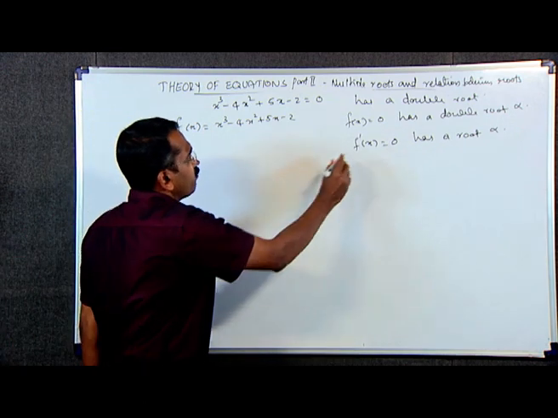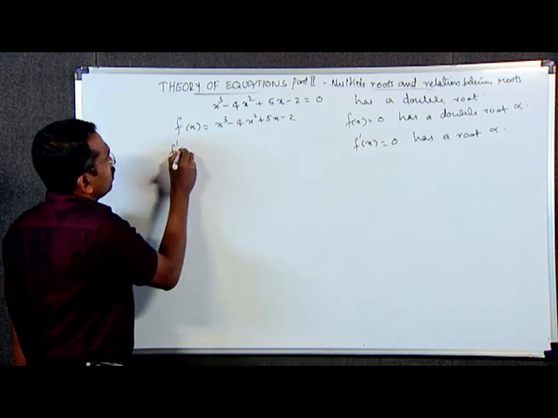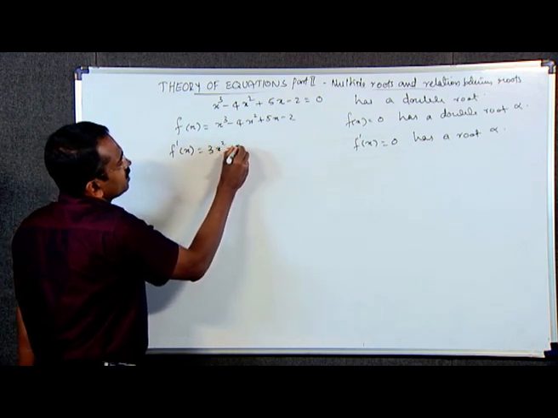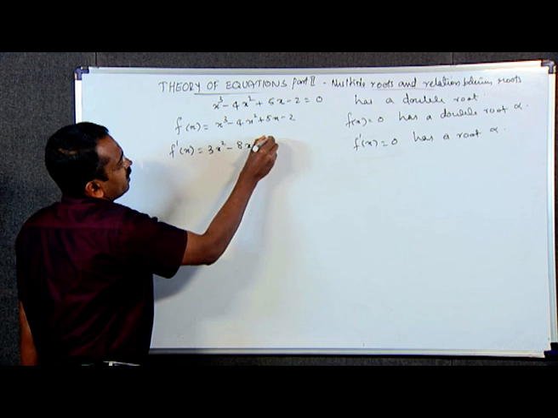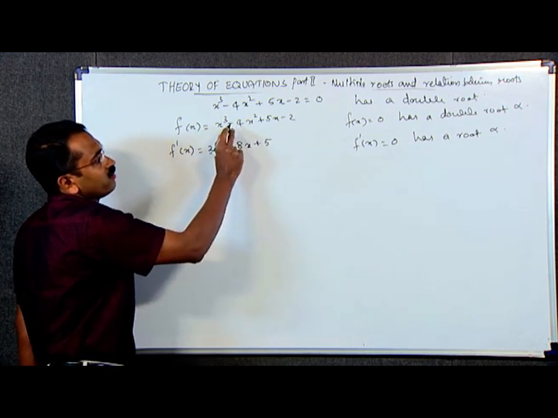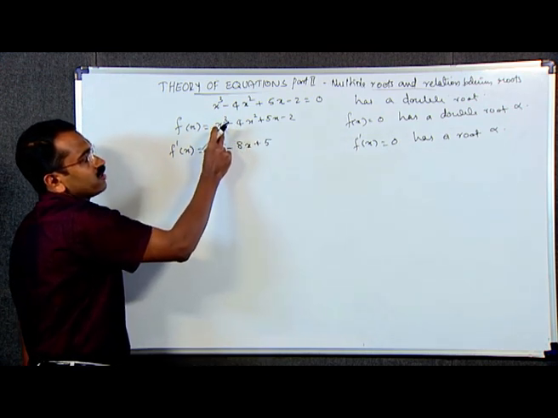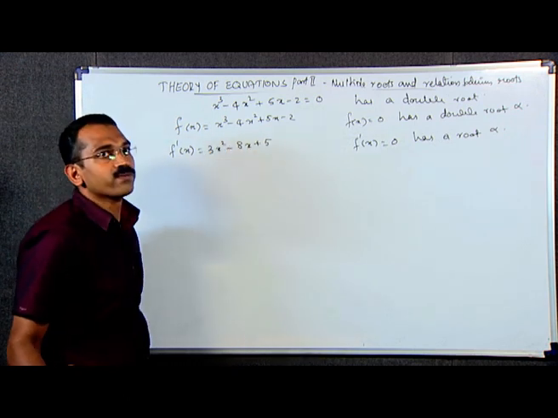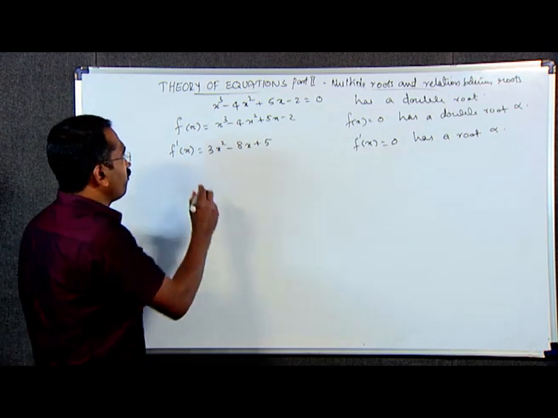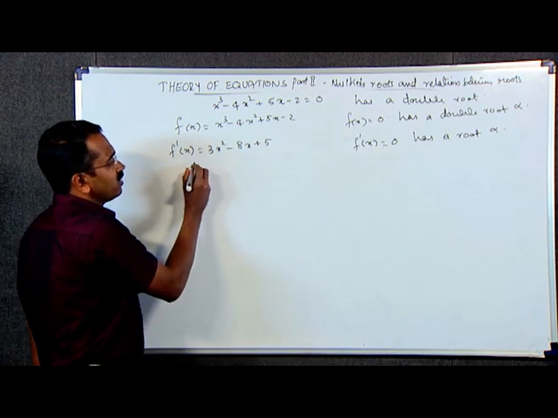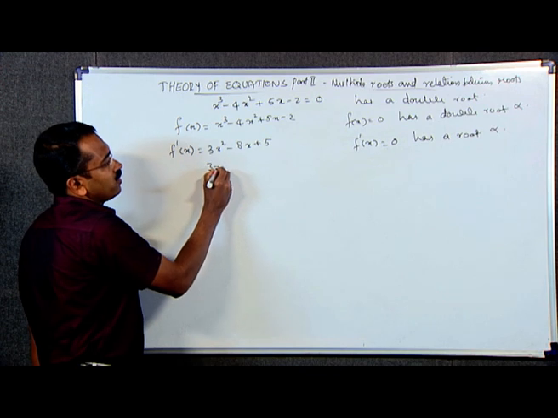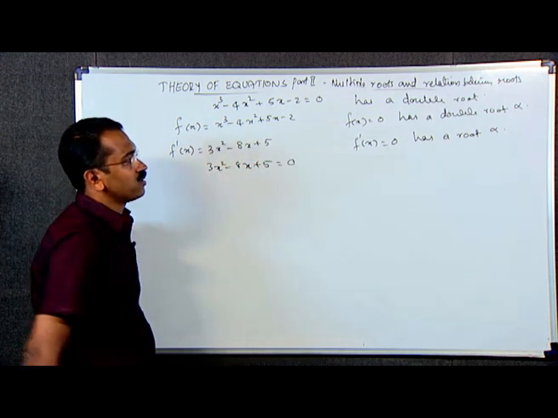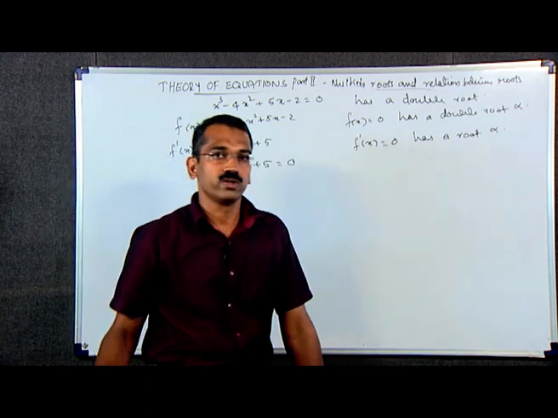That is, here f dash of x is 3x square minus 8x plus 5. Differentiating this function with respect to x, we will get 3x square minus 8x plus 5, and f dash of x equal to 0 implies 3x square minus 8x plus 5 is equal to 0 has a root alpha.